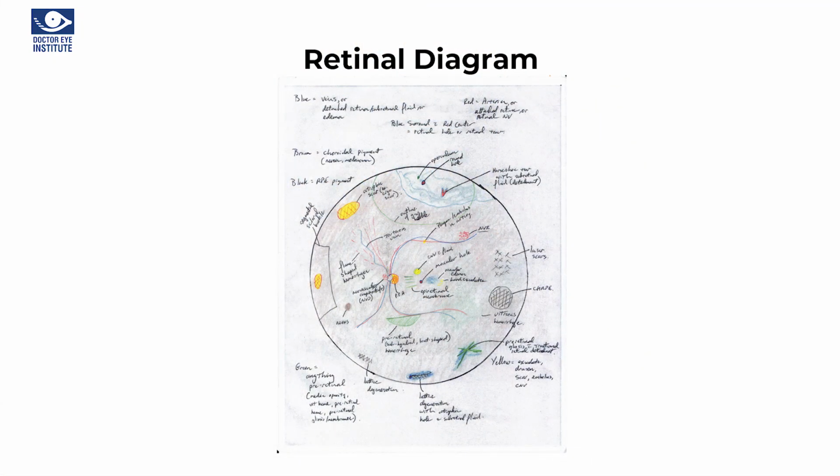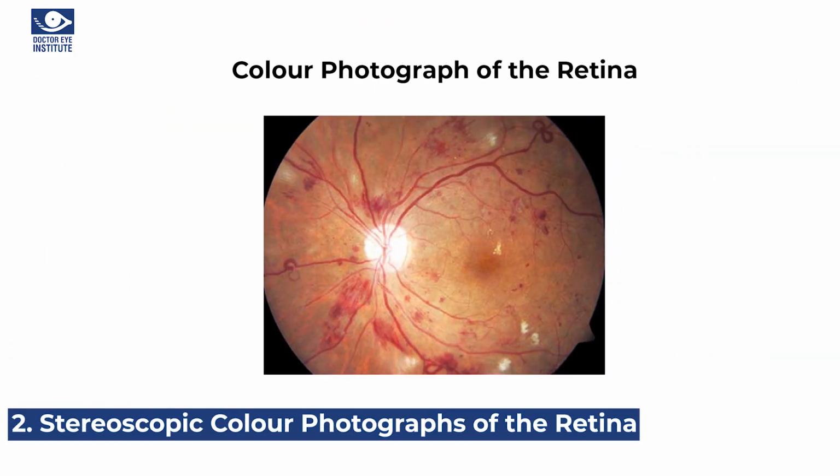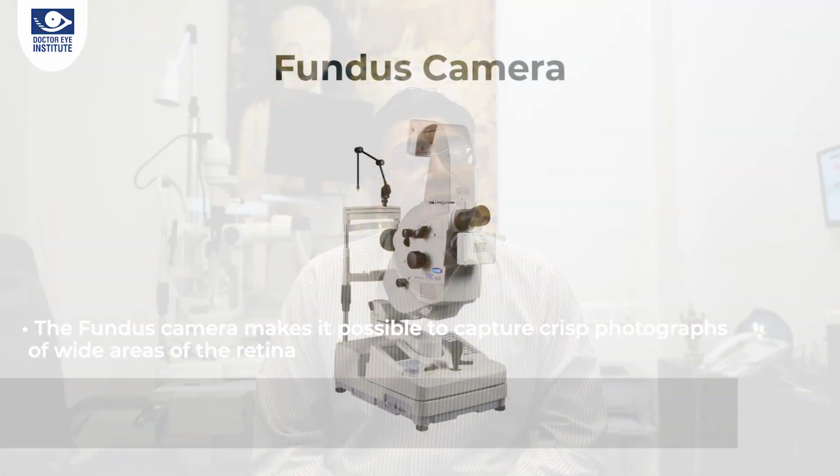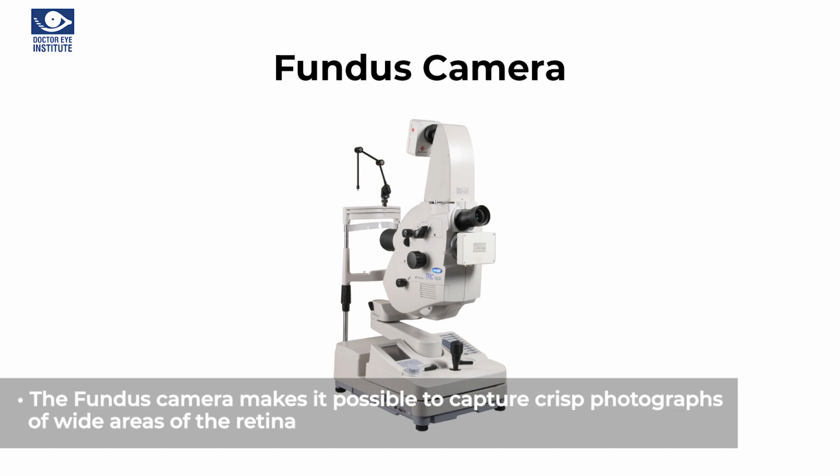While retinal diagrams may help to record these changes, color stereoscopic photographs of the retina are the best way to document and compare the changes of diabetic retinopathy over time, and they also help to assess the response to various treatments. With the pupils dilated, a special machine called the fundus camera helps to capture crisp photographs of wide areas of the retina as desired.